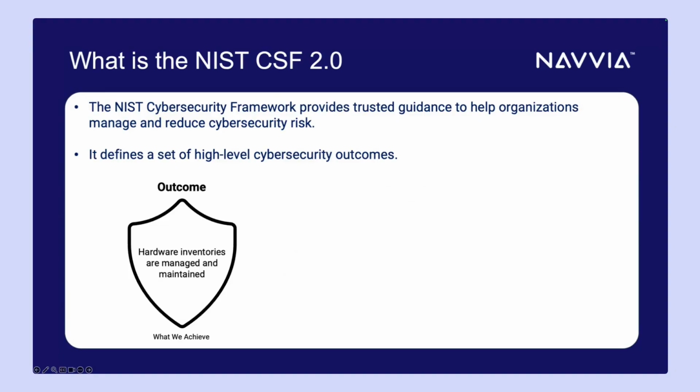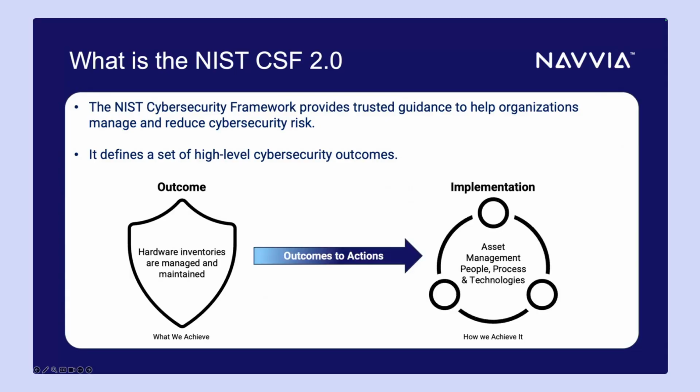So let's take an example of that. Let's say you have an outcome, and this is directly from the cybersecurity framework, to have your hardware inventories managed and maintained. Now, why is that important? Well, how do you assess risk if you don't know all of the assets that you're trying to protect? How do you mitigate, let's say, a failure if you don't understand the true inventory and the configuration of what's in place? So the outcome is making sure you have your hardware inventories managed and maintained.